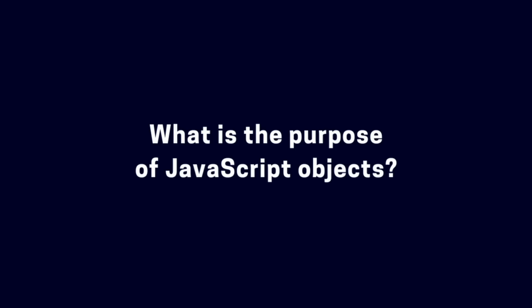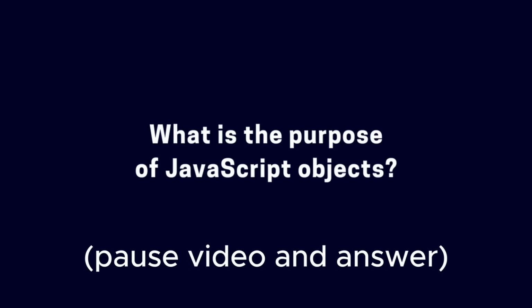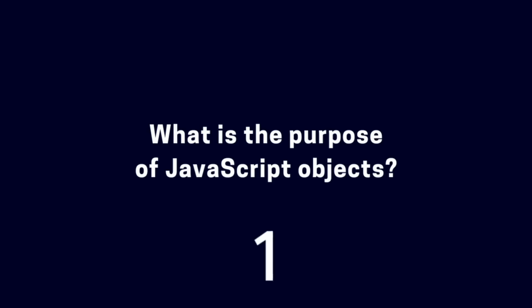What is the purpose of JavaScript objects? JavaScript objects store key-value pairs. Their purpose is to store state and behavior. State is represented by properties, and behavior is represented by functions within the object. When we specify a function within an object, we call it a method.